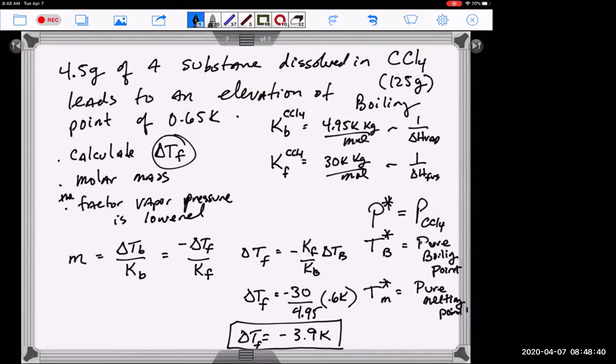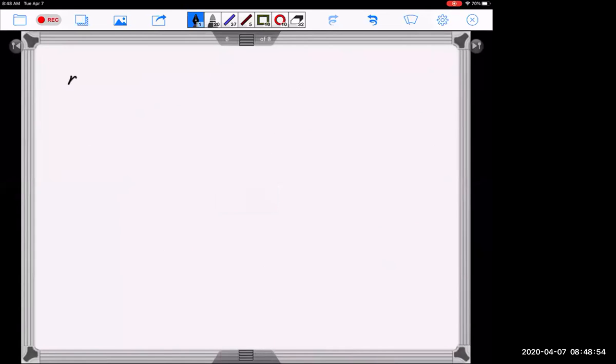Okay, so we could have done the molar mass first because we have all the information from the boiling point, but just the way the question was asked, we calculated delta freezing point. So how do we calculate the molar mass? Well, we have the molality is delta T boiling over K boiling, which is 0.65 Kelvin over 4. We can use either value. It doesn't matter if we use the freezing point.